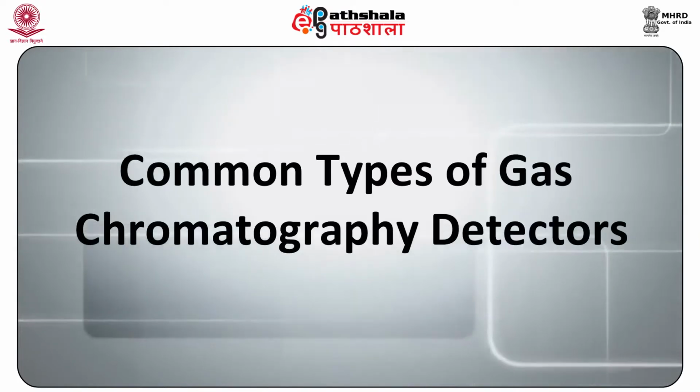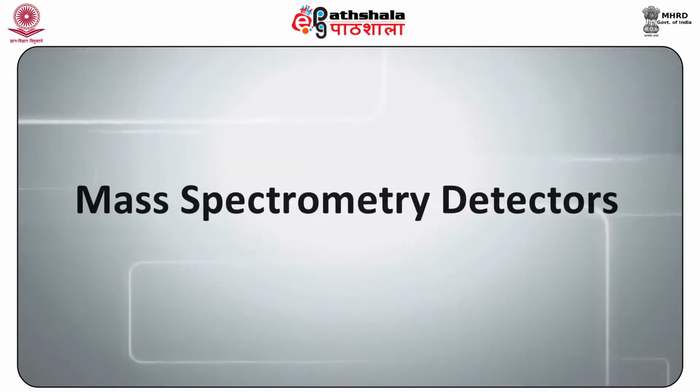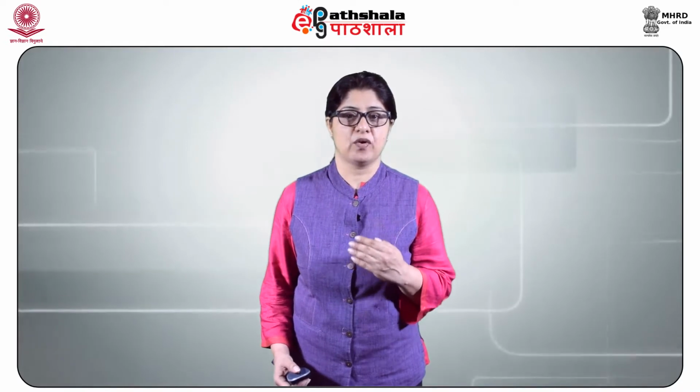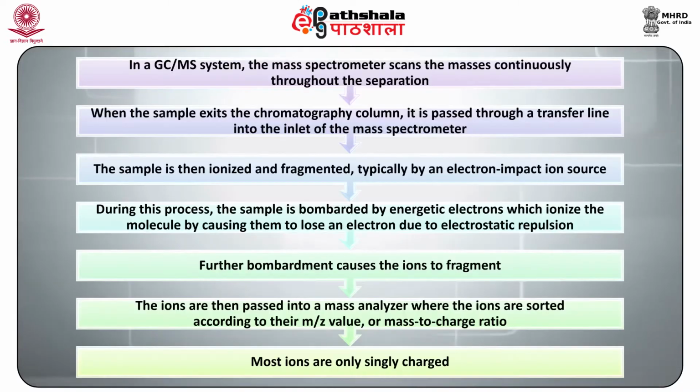Common type of gas chromatography detectors. Mass spectrometry detectors. Mass spectrometer (MS) detectors are most powerful of all gas chromatography detectors. In GC-MS system, the mass spectrometer scans the masses continuously throughout the separation. When sample exits the chromatography column, it is passed through a transfer line into the inlet of the mass spectrometer. The sample is then ionized and fragmented, typically by an electron impact ion source.